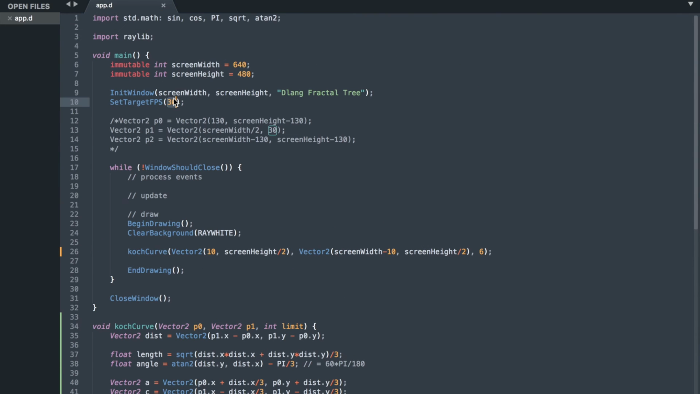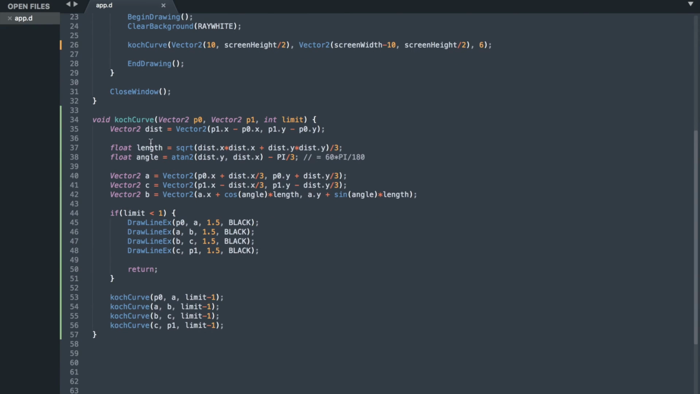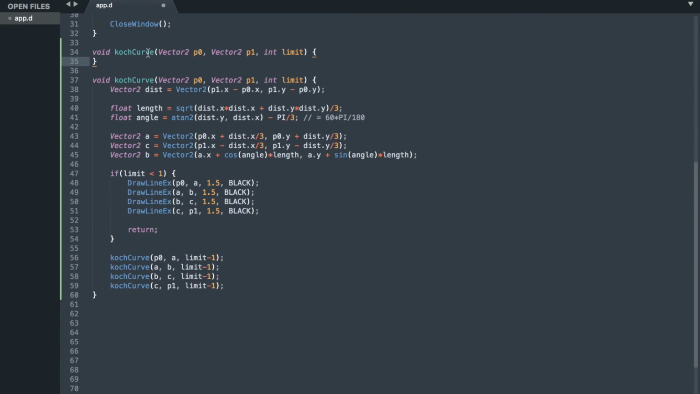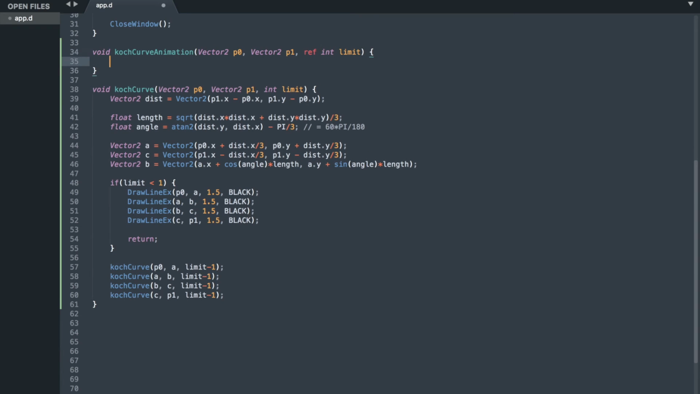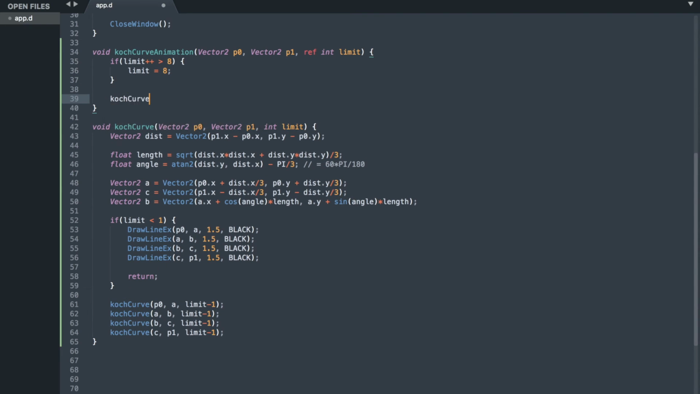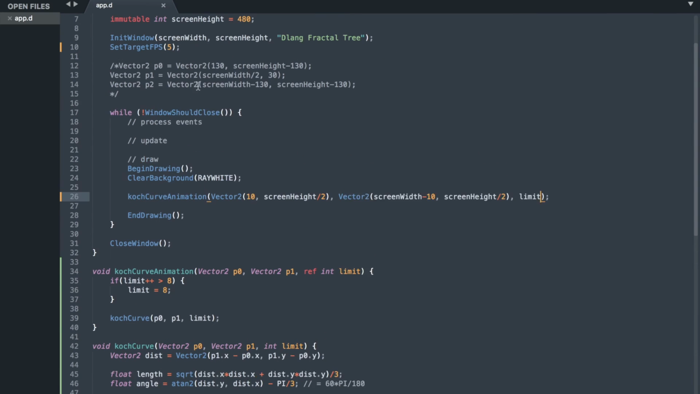Now let's animate this process. Slow down your frame rate to 5 FPS. Next, let's create a new function called Koch curve animation. It will take the same 2 points as arguments and a reference to the limit variable. We increment the limit by 1 and make sure it does not exceed 8 iterations. Making it greater than 8 will make no visual difference to us. Then we can call the Koch curve function, compile and run.